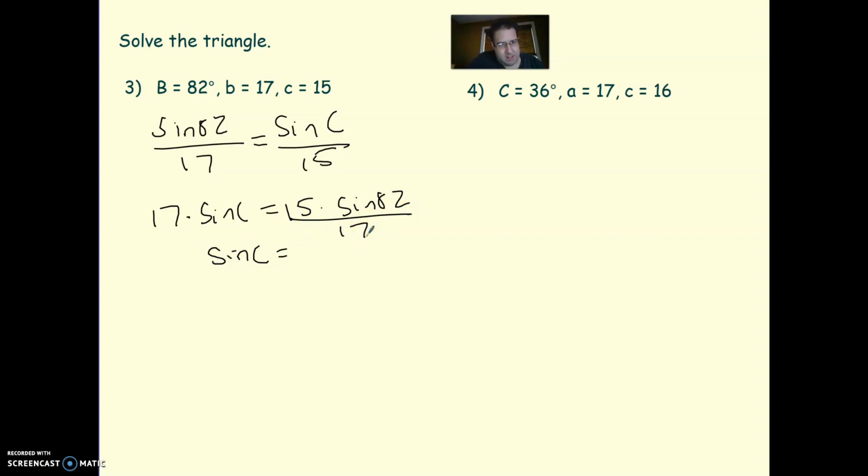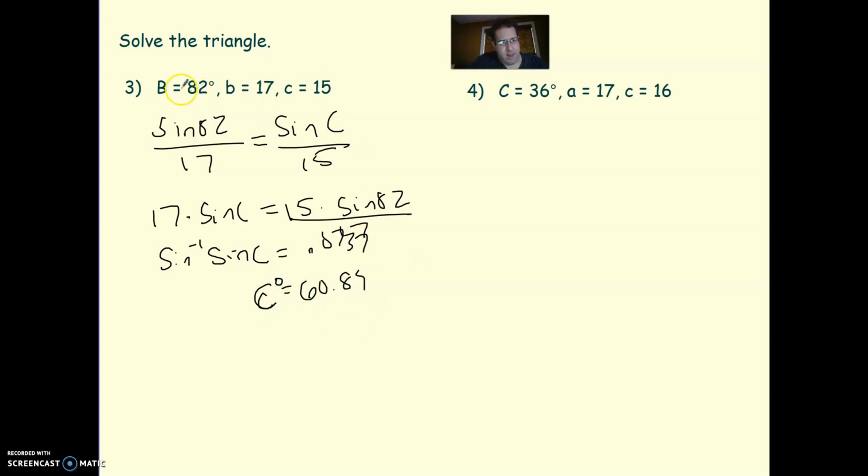So 15 times sine of 82, and then divide that answer by 17, do inverse sine of that previous answer, and I get, and this is what I've been doing in the calculator so you can see, 60.89 degrees. C equals 60.89 degrees, because the sine of C gave me 0.8737, but then I had to do inverse sine of that.